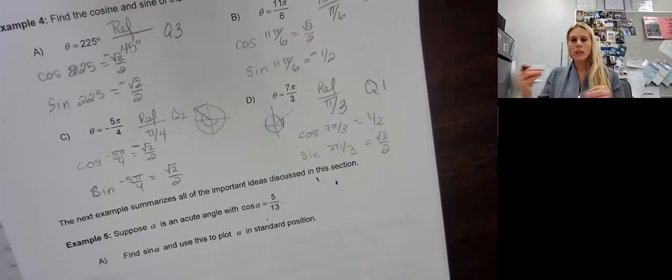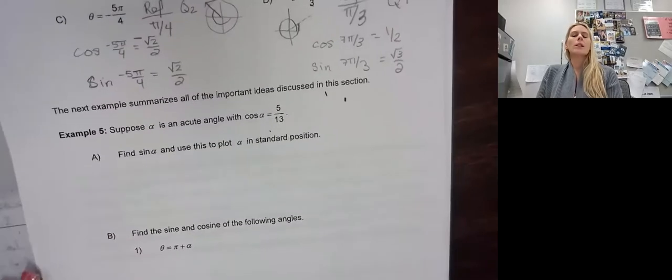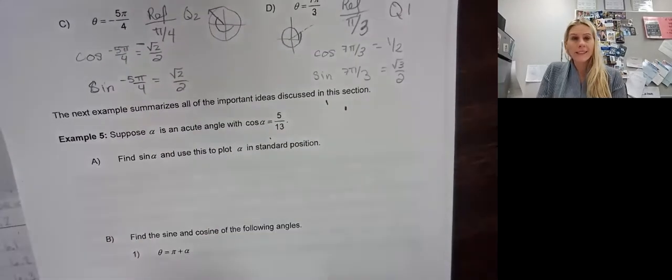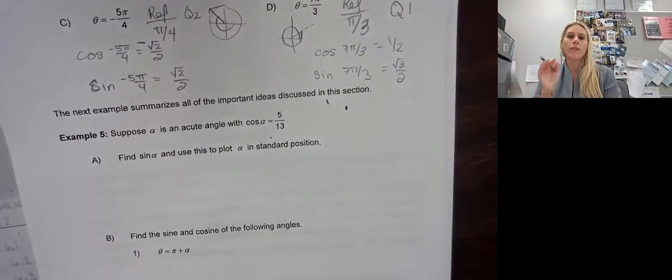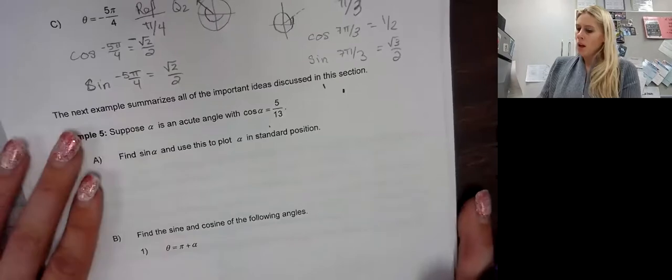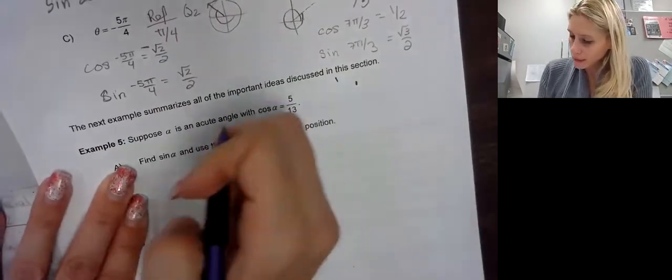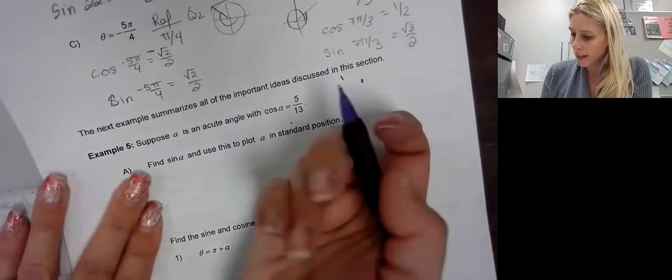All right, so we're going to try to summarize all these things together. Suppose, for the rest of these, cosine alpha is 5 over 13. Find sine of alpha and use this to plot alpha in a standard position. Okay, so if we know cosine alpha is 5/13, we're going to use the Pythagorean identity.